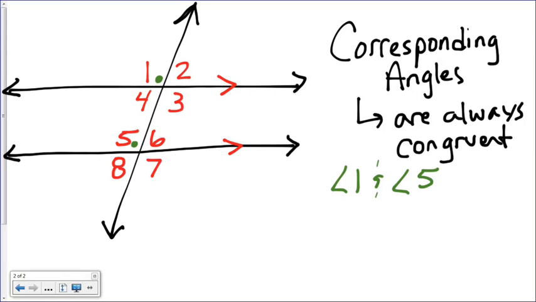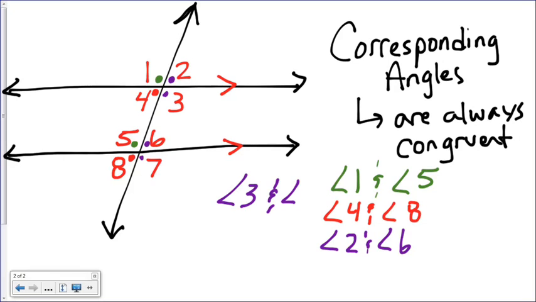So angles 4 and 8 are corresponding because they're both on the bottom left. 4 and 8 are corresponding, and that means they're congruent, or the same measure. And 2 and 6 are corresponding because they're both in the top right, and 3 and 7 are also corresponding because they're on the bottom right. Those are corresponding angles because they're in the same spot, just within a different group of angles.